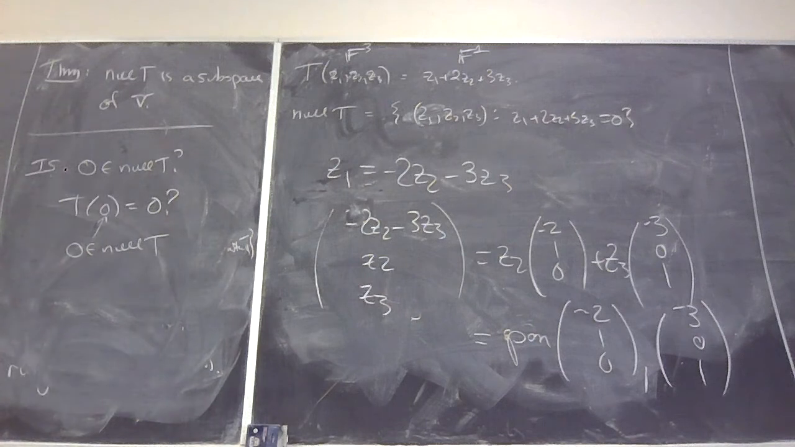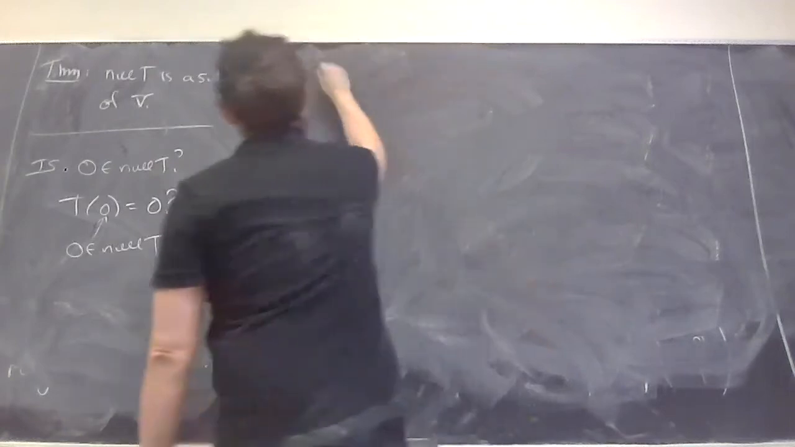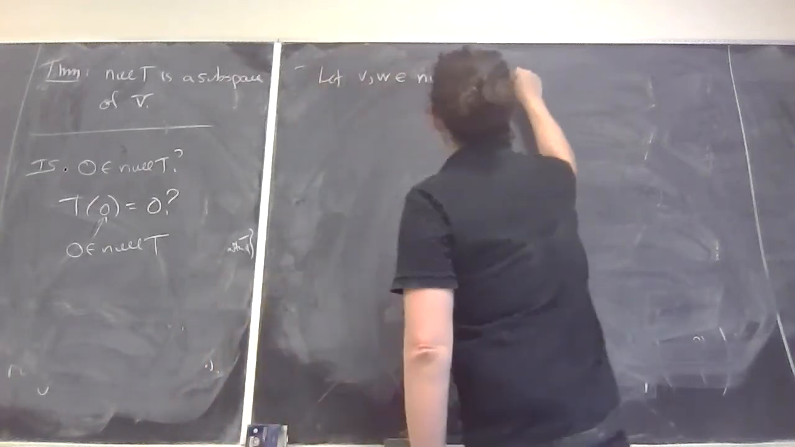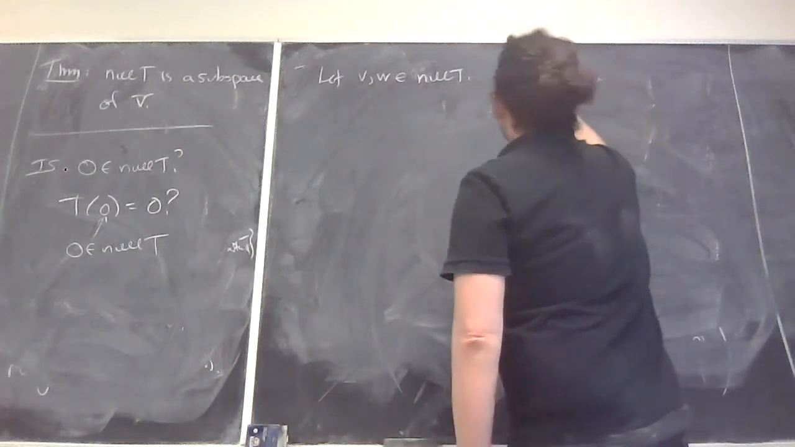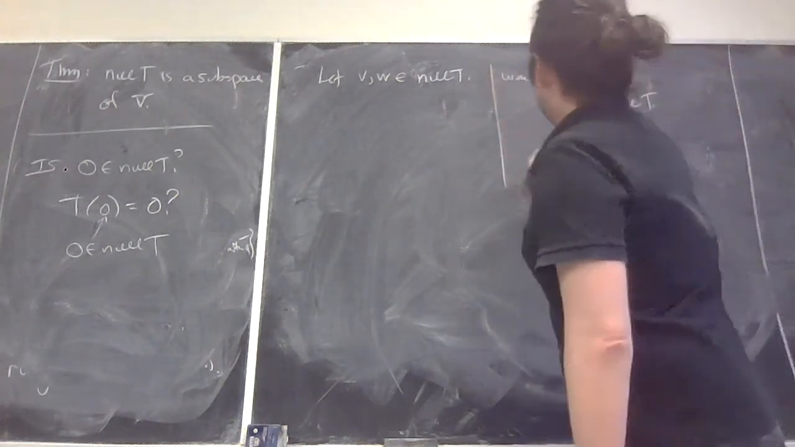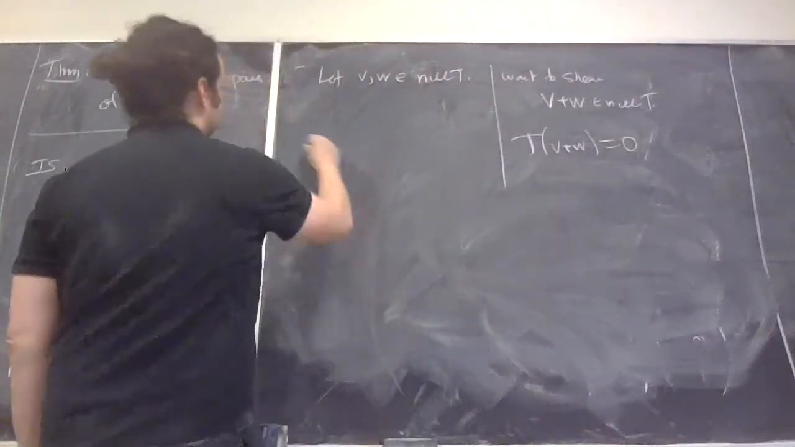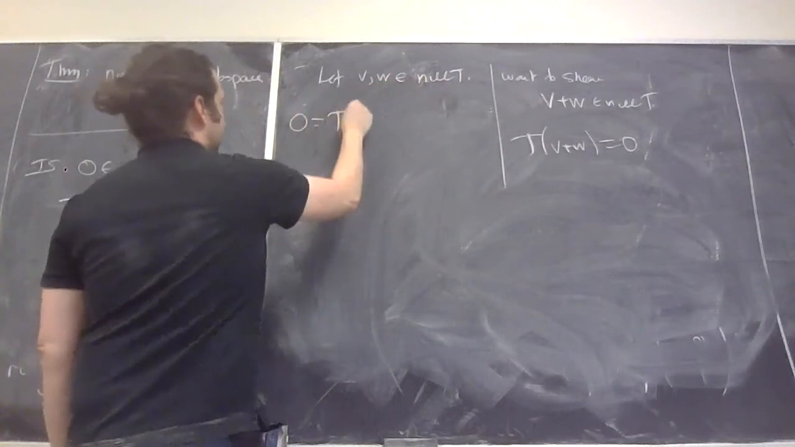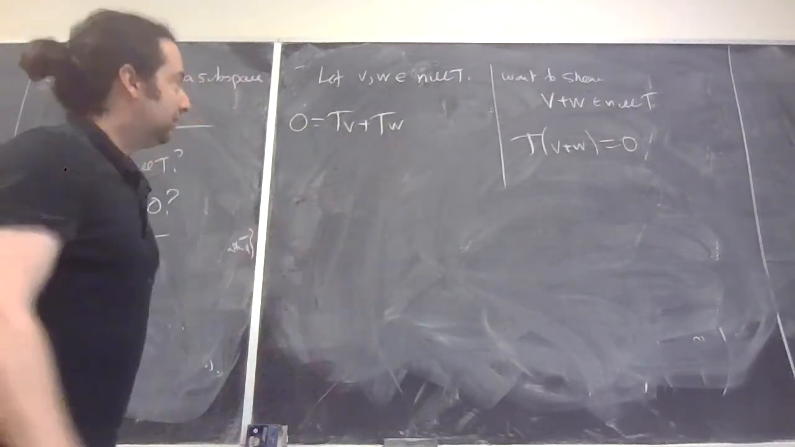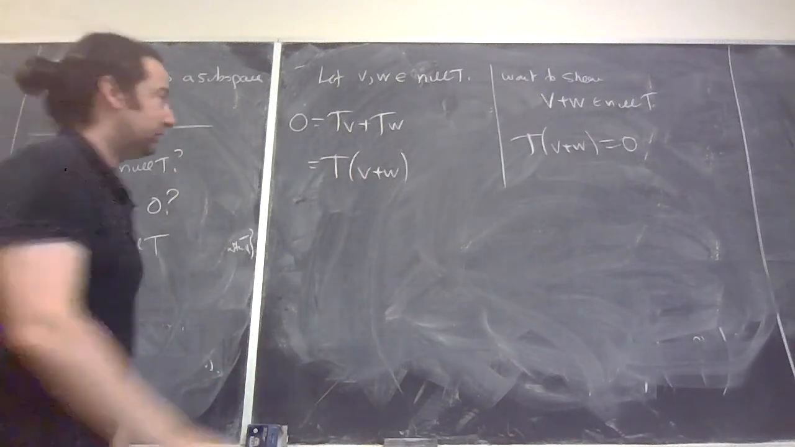How are we going to show that it's closed under addition? Well, let V and W be elements of the null space of T. We want to show that V plus W is in the null space of T, but to be in the null space of T means T sends you to nothing. So really what we want to show is that T of V plus W is equal to 0. That's what we really want. So the way you do that is like this. If V and W are in the null space of T, then 0 must be equal to TV plus TW, because V is in the null space of T, and W is in the null space of T. But T is linear, so I guess we're done. This line holds because T is linear.